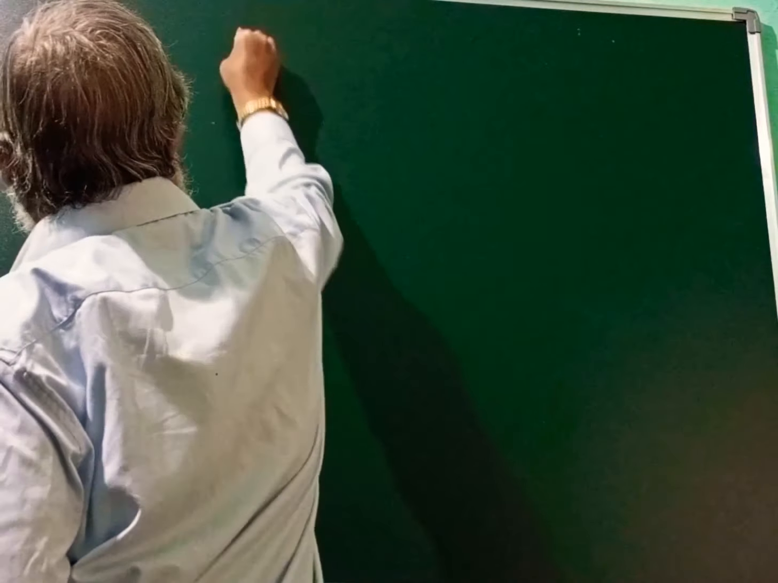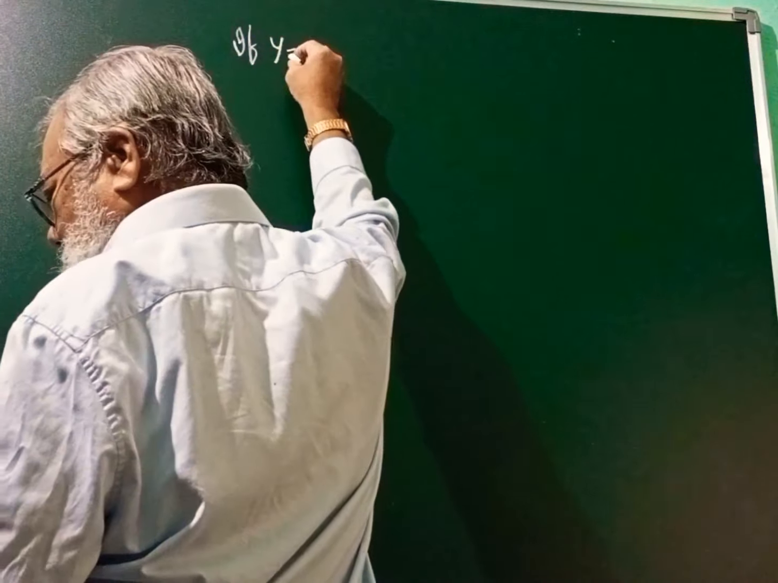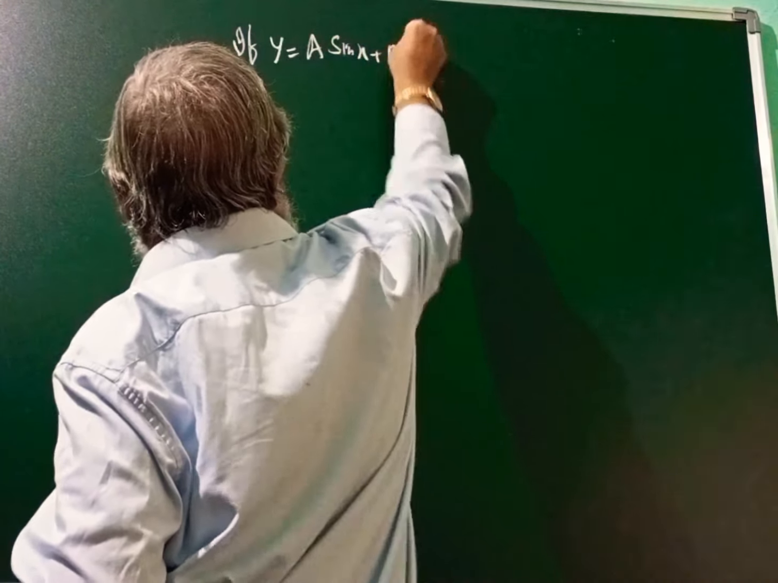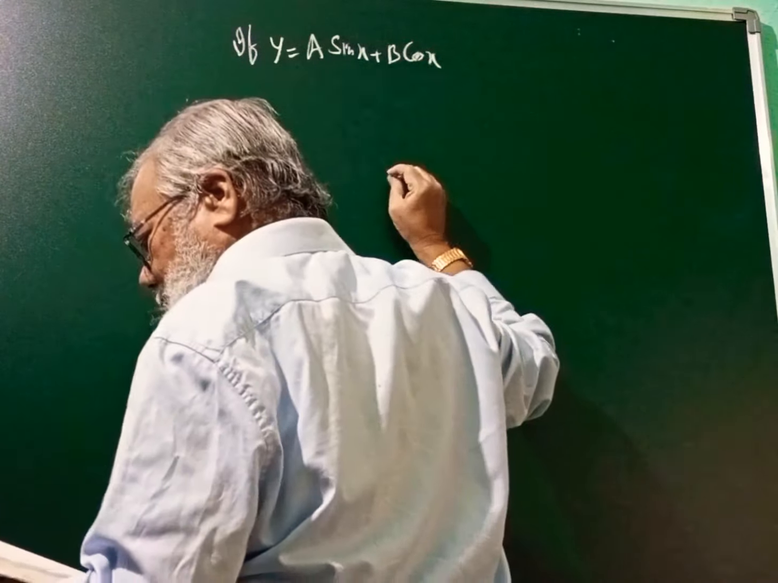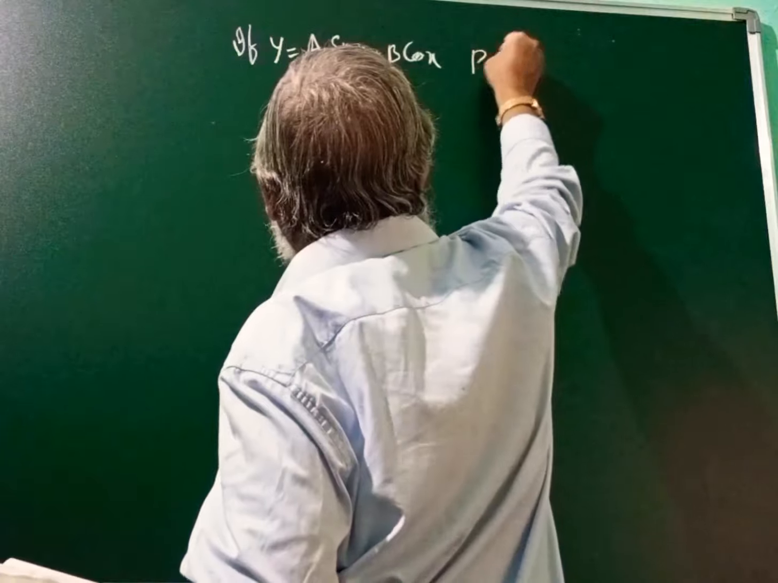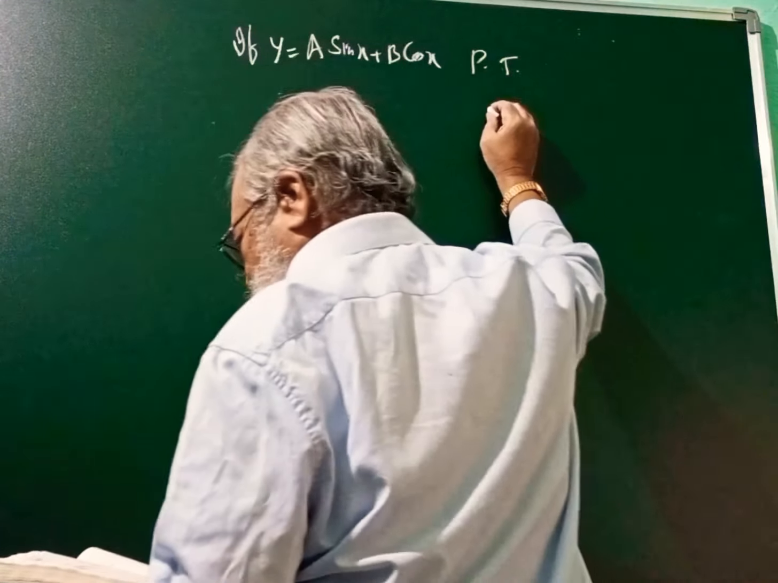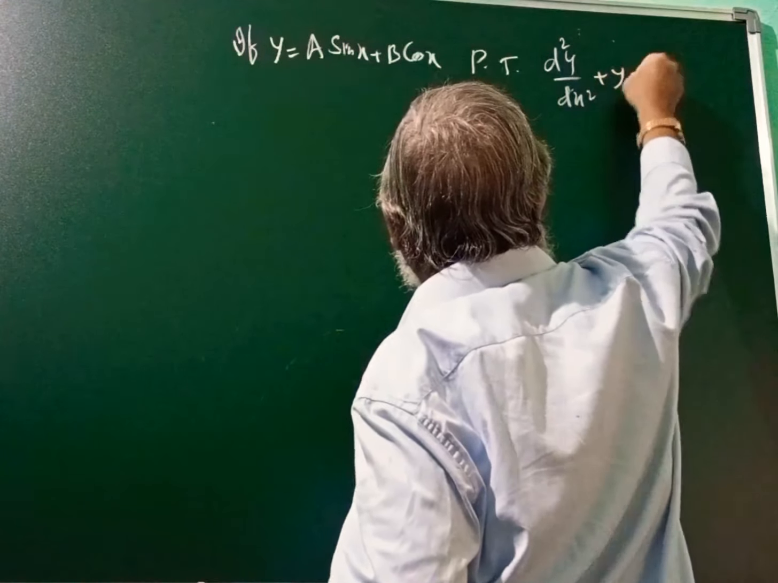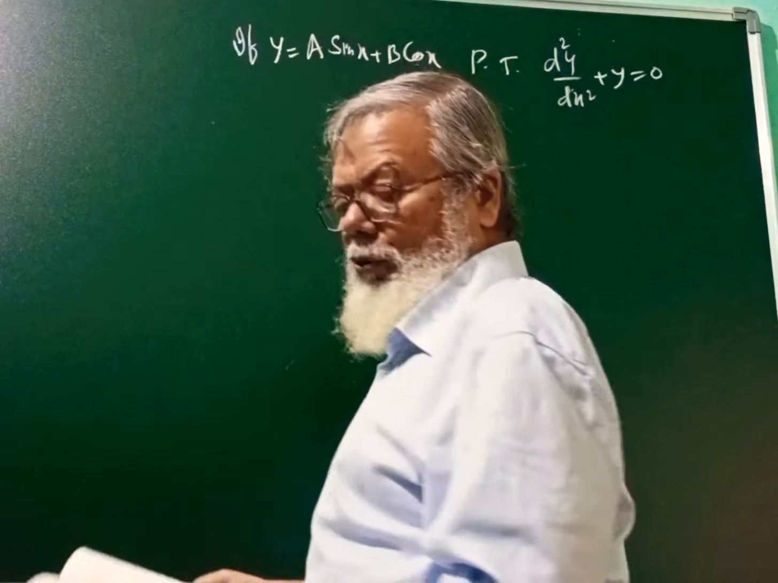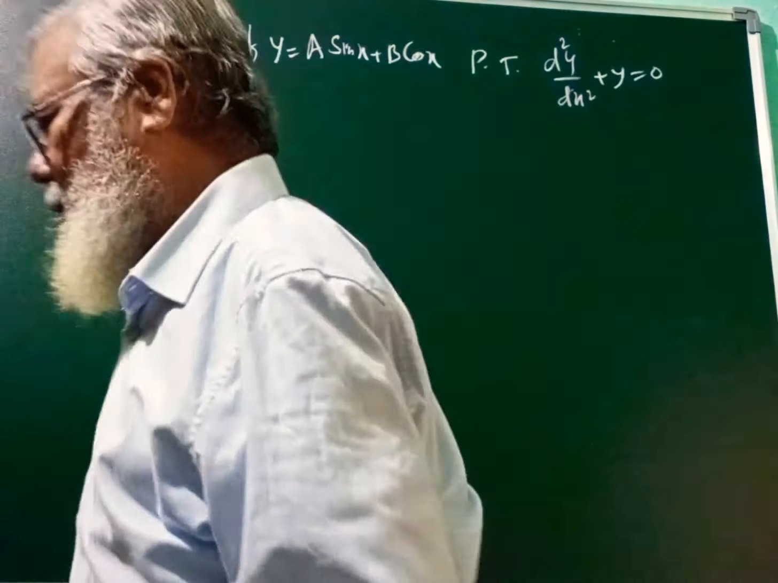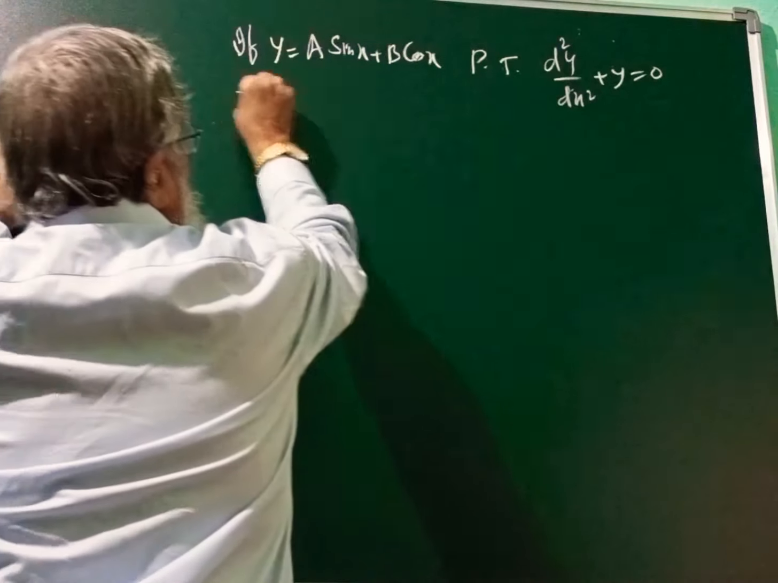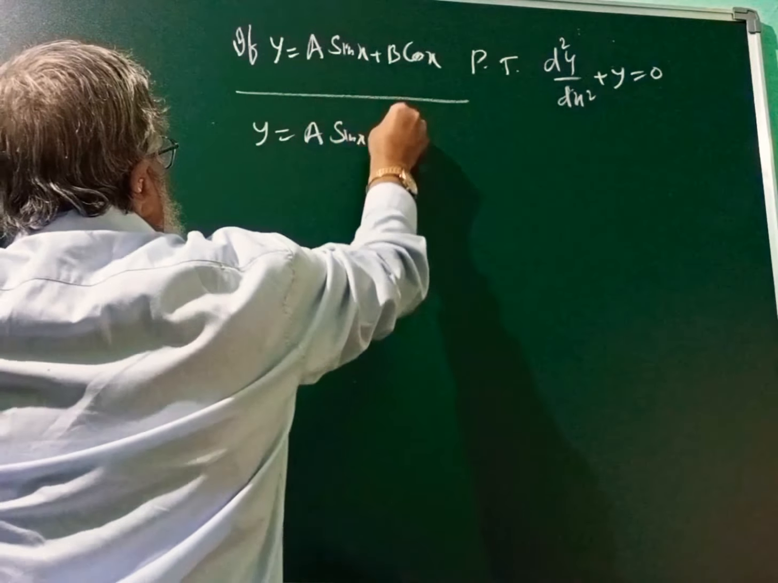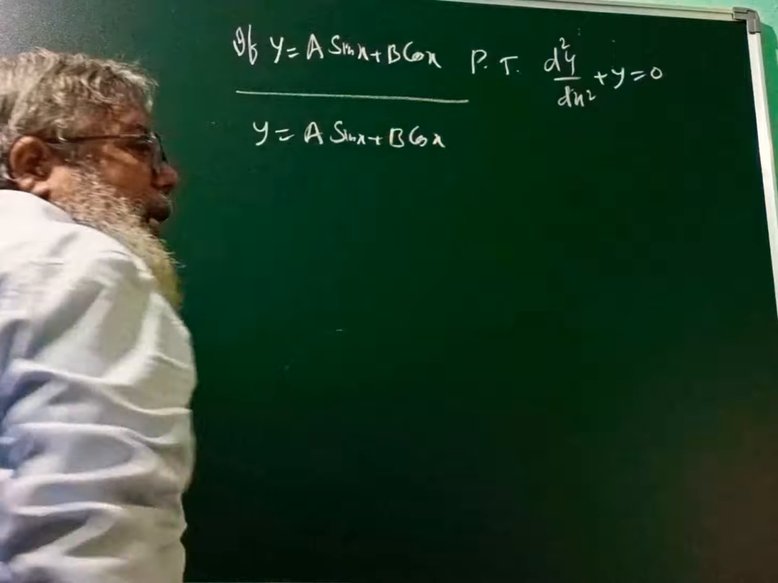If y is equal to a sin x plus b cos x, prove that d square y by dx square plus y is equal to 0. Now look here. It is y is equal to a sin x plus b cos x. Here a and b are constants.